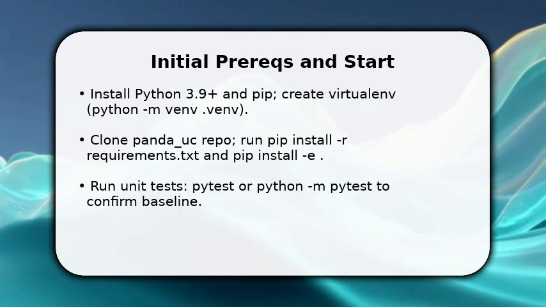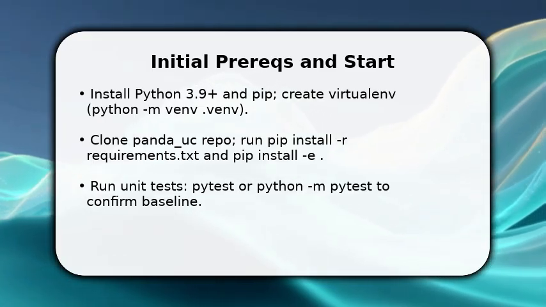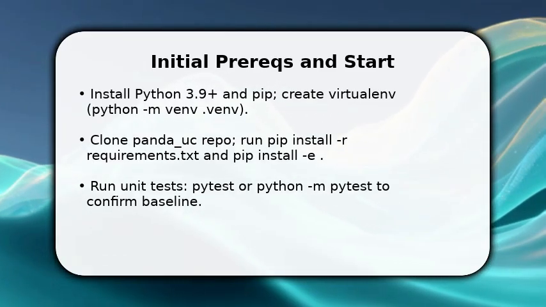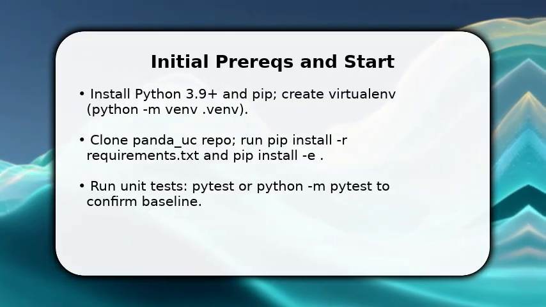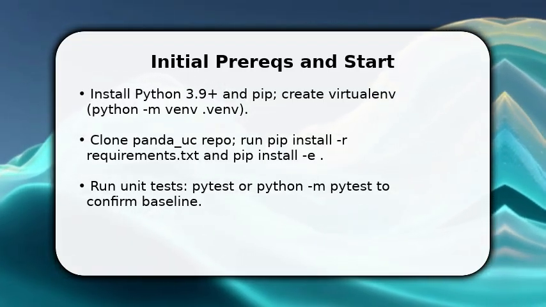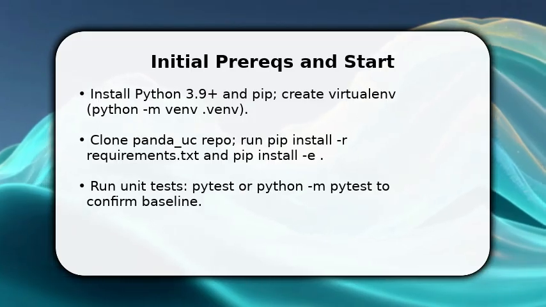Enjoy the video. You begin by preparing an isolated environment so dependencies don't collide. Create a virtual env, activate it, then install the Panda Uc package and its requirements. This gives you the exact runtime.